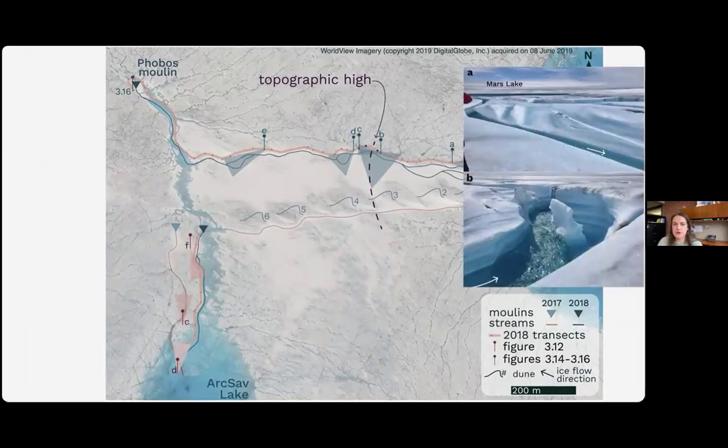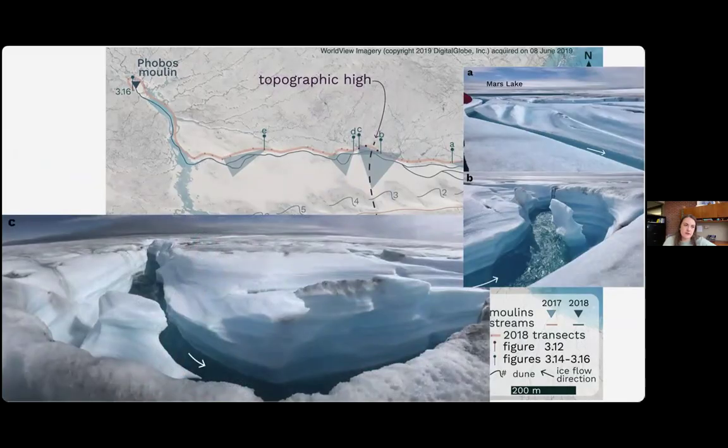So here's just some photos showing this new flow path with these very fresh features, in stark contrast to the previous year with our snow bridges. So we have a lot of fresh overflow features as it drained through this canyon that it formed.